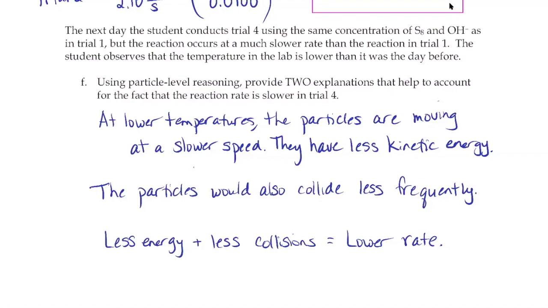So yes, the particles themselves are moving slower, which would help explain why the rate would be lower and slower, but that's not the only thing. The other reason would be that because the particles are moving at a slower speed, they are colliding less frequently. And so if the particles have less energy, less collisions, then you're going to have a lower rate overall.